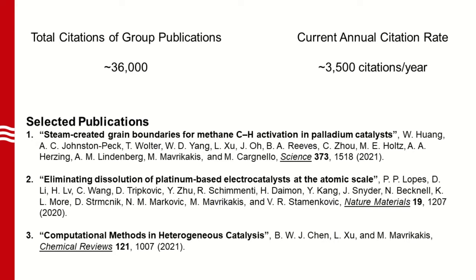Hi, my name is Trent. I'm another graduate student in the Mavrikakis group, and here I'm going to highlight some of the impacts of the research products from the group. In total, Mavrikakis group publications have been cited around 36,000 times, and publications from the group currently garner around 3,500 more citations every year. We often publish in high-impact journals, as you can see in the lower portion of the screen from the list of selected publications.